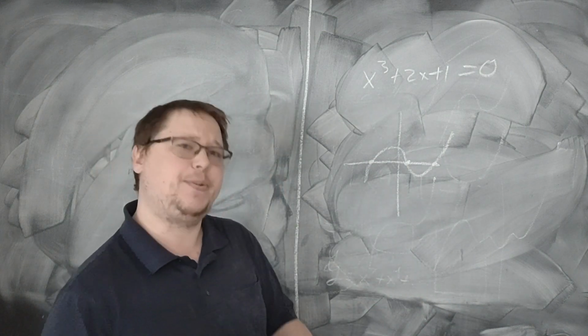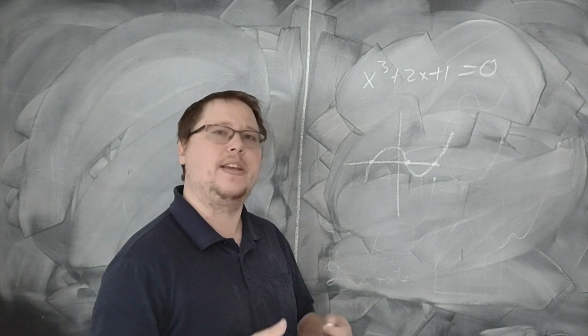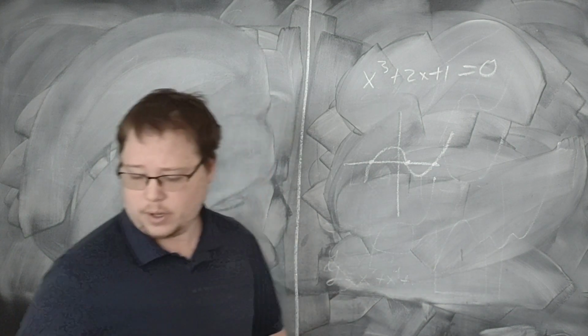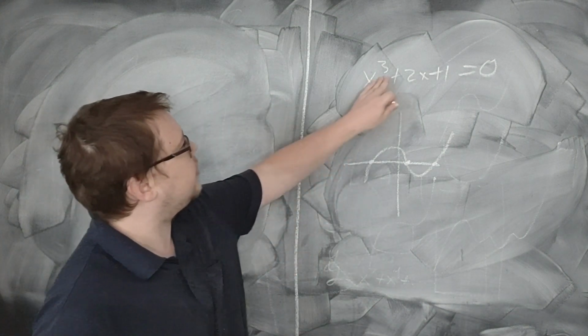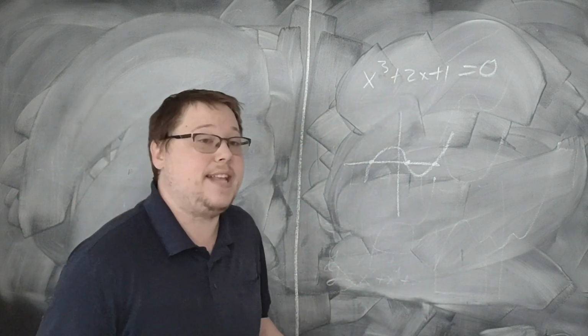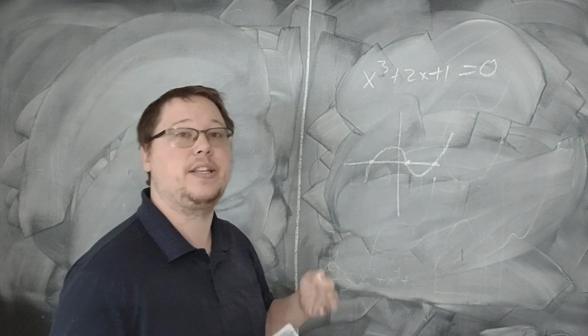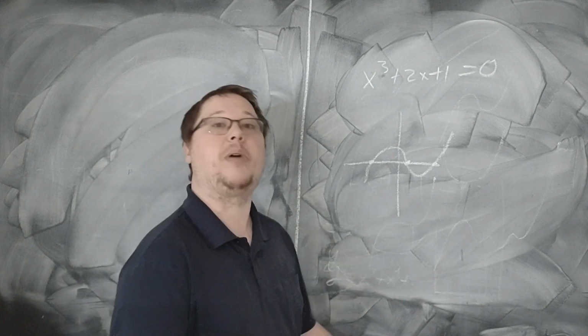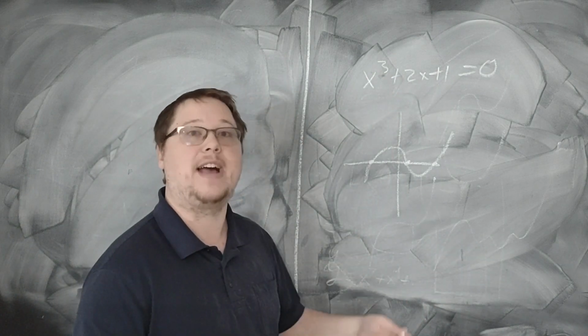Now, there are different types of roots, and that's something I think a lot of people haven't learned. But we could discuss how many solutions there are to a cubic. And the answer to that is 3, because it's a cubic. If it's a 5th power polynomial, there will be 5 solutions.